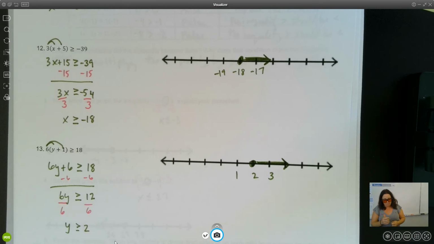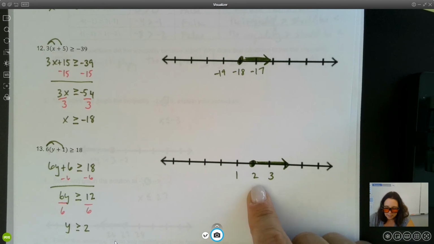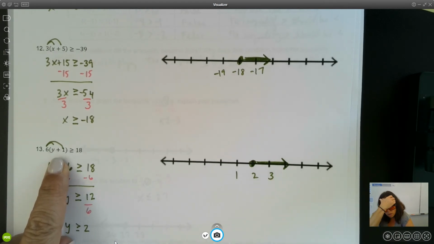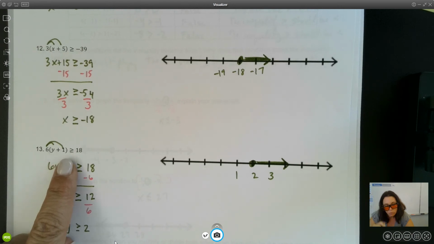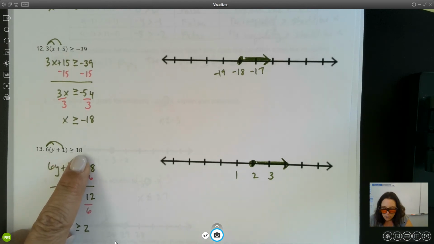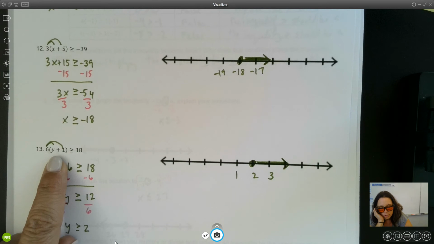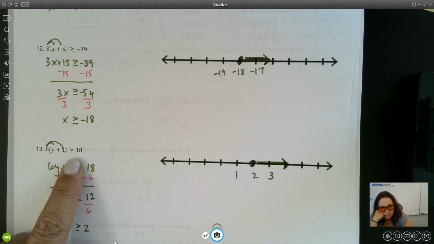Okay, let's check a couple. Let's look at this guy since we're right here. Shouldn't 3 work? Let's see if it does. If I put a 3 in here, I'd have 6 times 4. That's 24. 24 is bigger than or equal to 18. 0 should not work. It's not shaded over here. If I put a 0 in here, that would be 6 times 1. 6 is not bigger than or equal to 18.